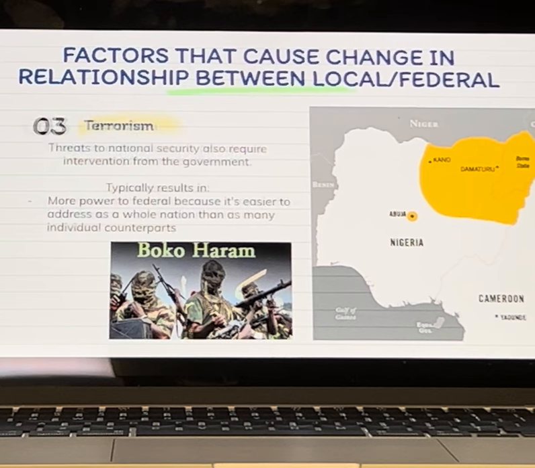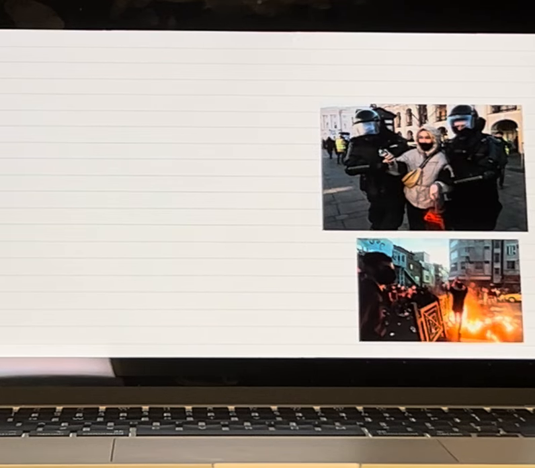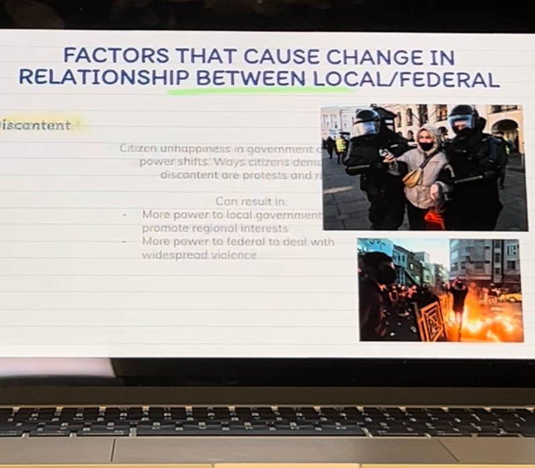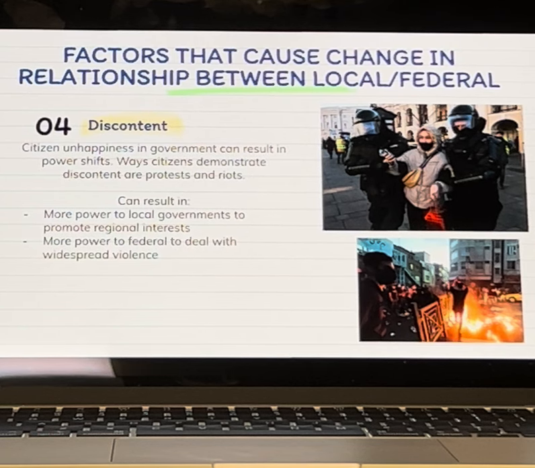Are terrorist groups cleavage? Yeah. Okay. Like everything's cleavage. Cleavage is the most common. Okay. Well, actually, no, this one's most common: discontent. So discontent takes the form of protests and riots usually. Protests are peaceful, riots are violent.